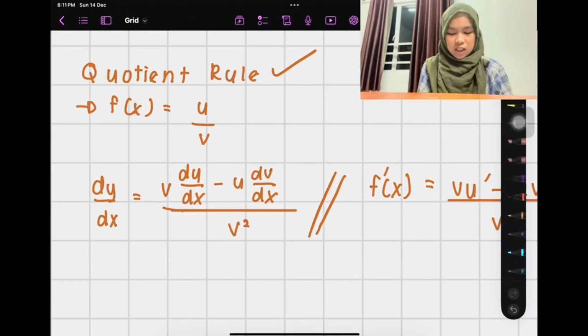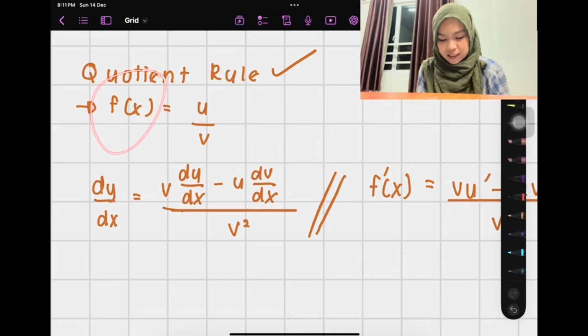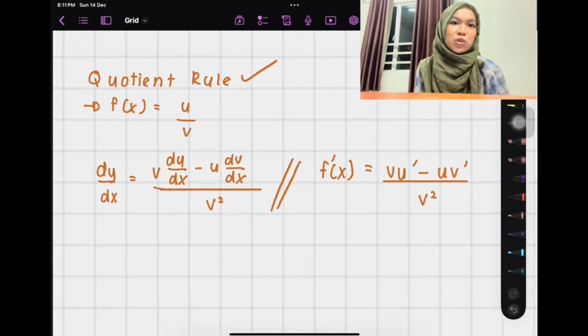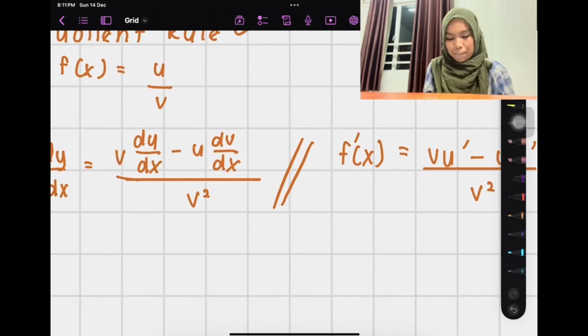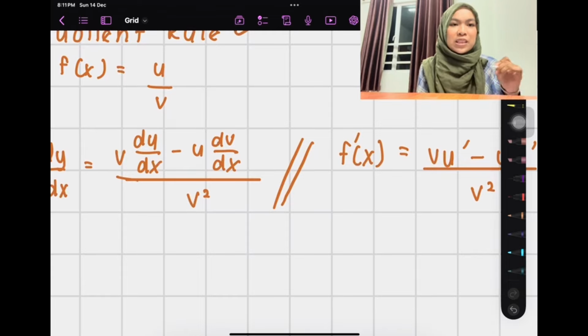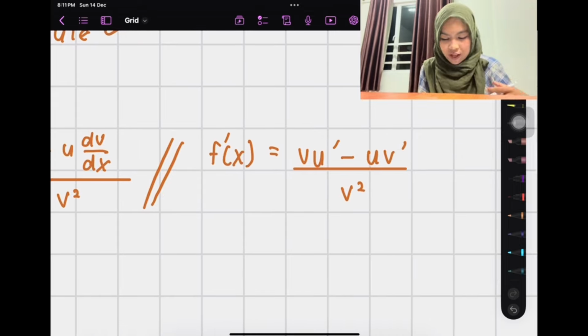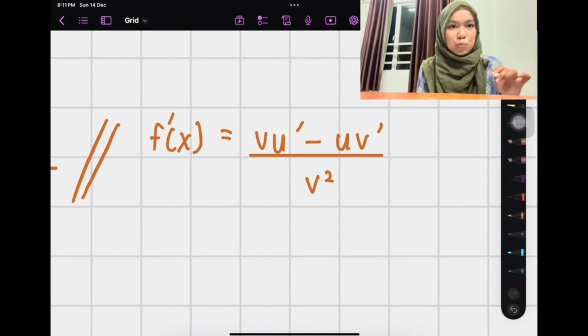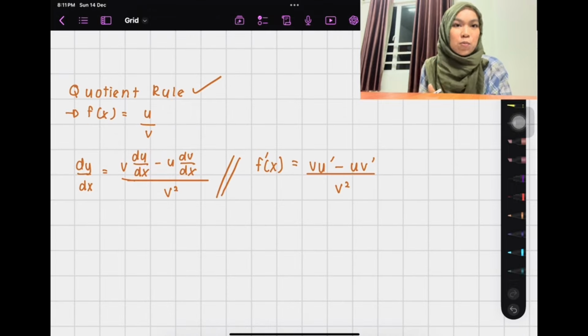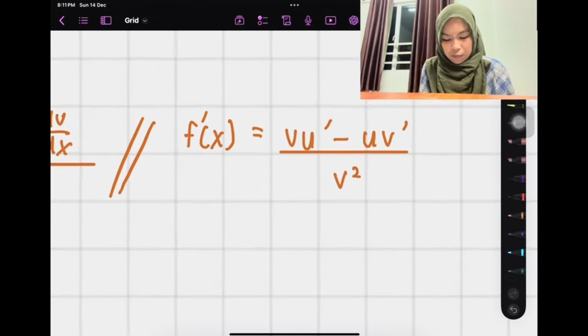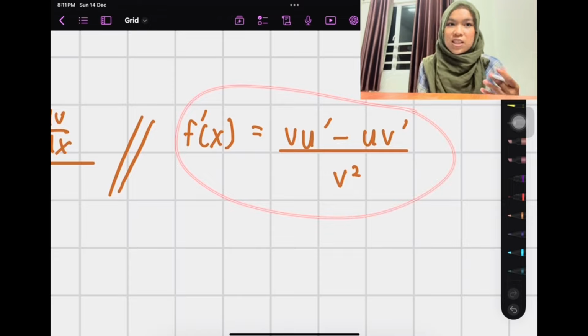The second one is the quotient rule. You can see here the function is f(x) equals u over v. So here also we have two formulas, which is dy dx equals v du over dx minus u dv over dx, all over v to the power of 2. Also we have f prime equals v u prime minus u v prime over v to the power of 2. Same as the product rule, most students will use this formula because it's easier to understand.